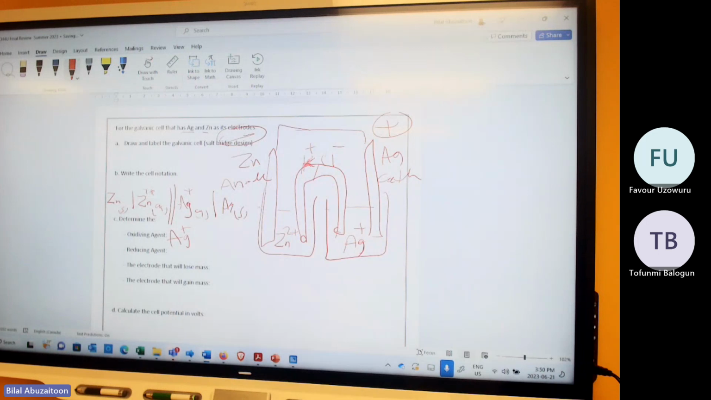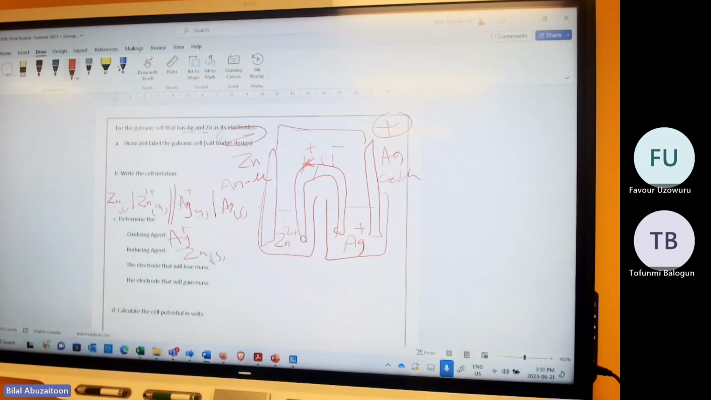The agent is the one that forces the other one to oxidize. In this case, the reducing agent is the species that forces something else to reduce. So it is oxidized, right? The reducing agent is the one that oxidized. Which one oxidized? Zn solid, not Zn2+, and the Ag+, not the Ag.